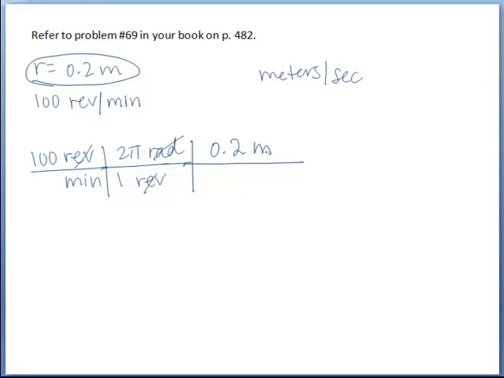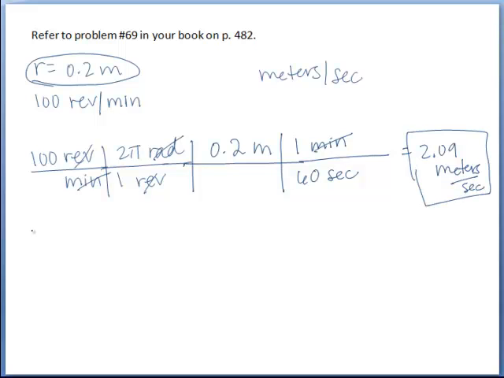Now we've got meters per minute, but we need our answer to be in meters per second. So to get our answer into meters per second, what we need to do is convert minutes to seconds. So 1 minute is equal to 60 seconds. Now minutes cancel, and we have meters per second. And you should end up with 2.09 meters per second.